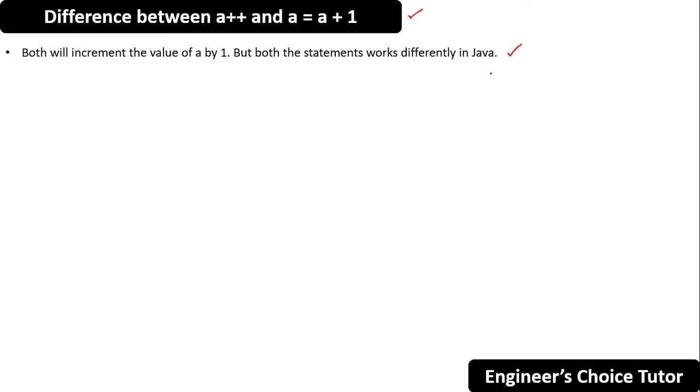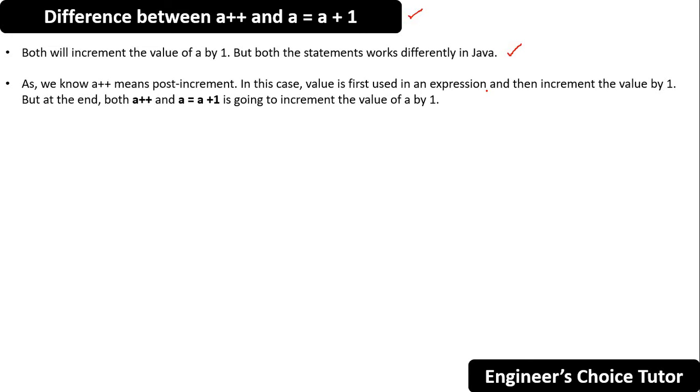Make this point clear. So a++ means post increment, right? In post increment case, value is first assigned or used in an expression and then increment by 1 takes place. Am I right? But at the end, both a++ and a = a+1 are going to increment the value of a by 1. That is for sure, right?